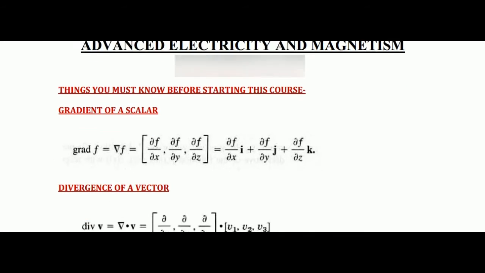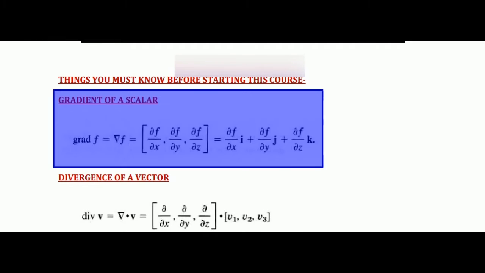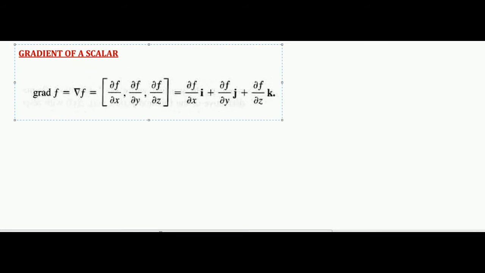The first thing that we will concentrate on is the gradient of a scalar function. So let us see what the gradient of a scalar function means. Now, this particular thing, the gradient of a scalar function, will give you a vector. For example, consider a scalar function.